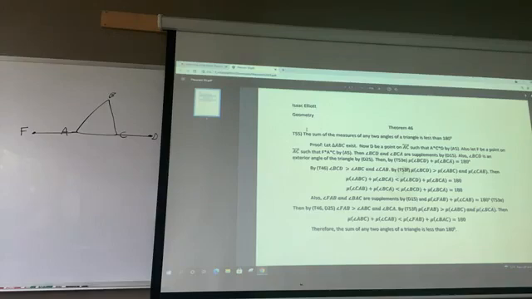Well, and the one though on the triangle is weirder because it's going to say that the angle sum of the triangle is less than or equal to 180.